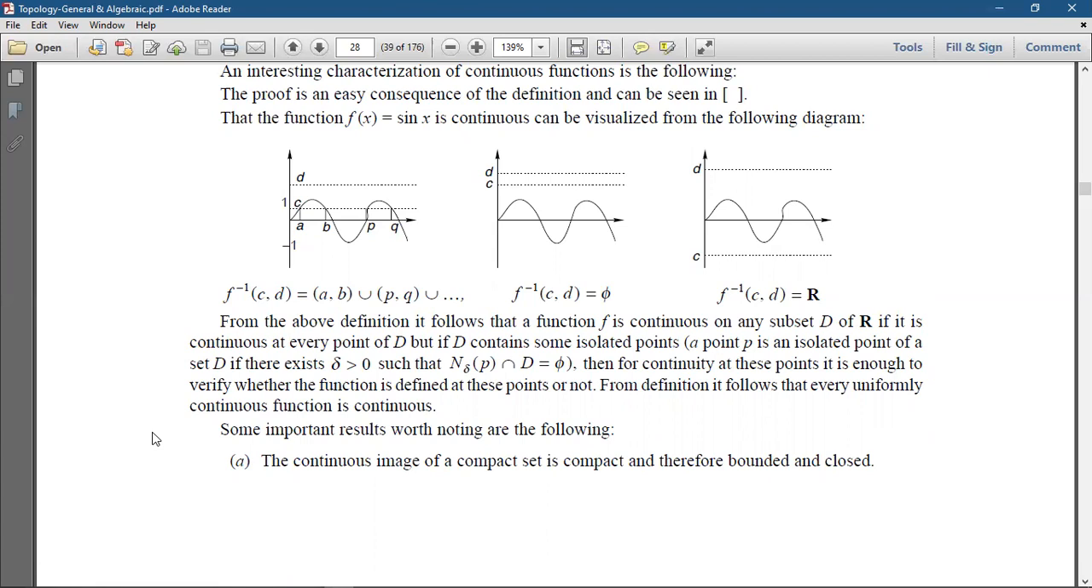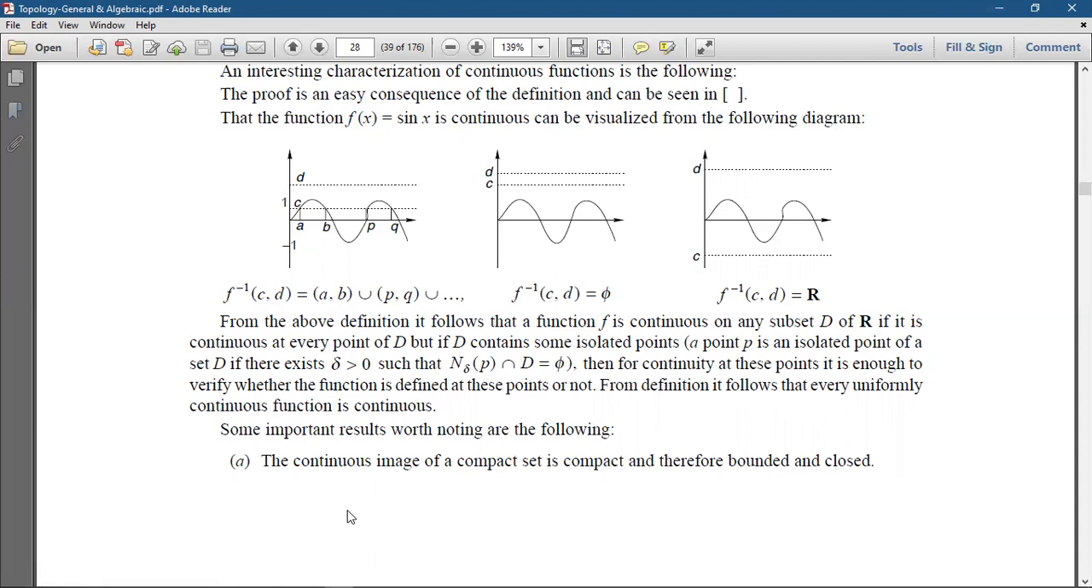For any subset D of R, it is continuous at every point of D, but if D contains some isolated point, that means a point P is an isolated point of a set D if there exists a delta greater than 0 such that the delta neighborhood of P intersection D is equal to the empty set, then for continuity at this point it is enough to verify whether the function is defined at this point or not. From the definition, it follows that every uniformly continuous function is continuous.